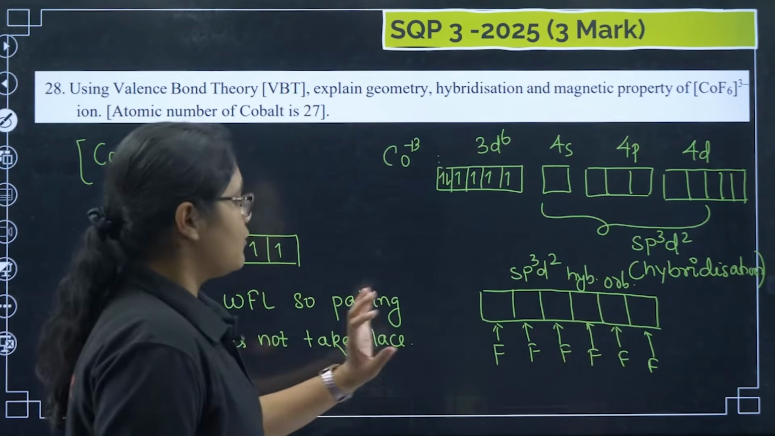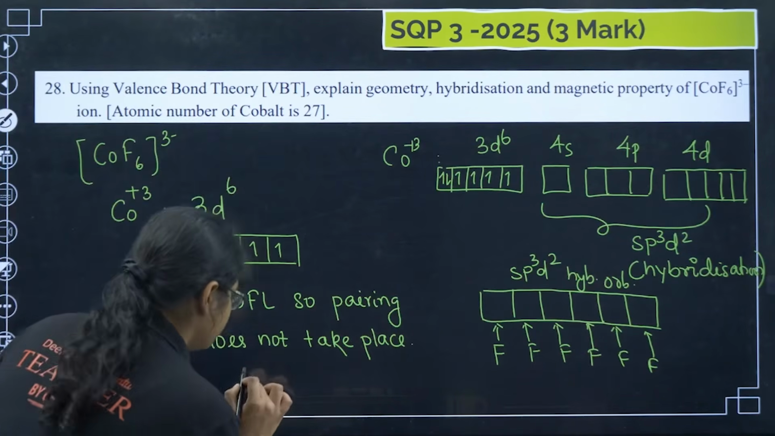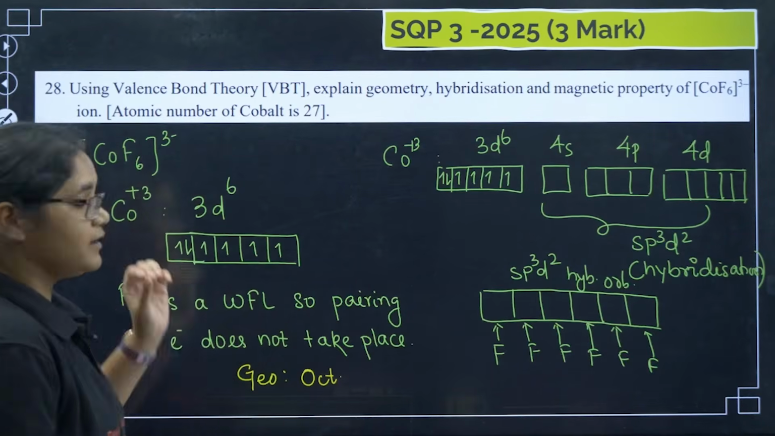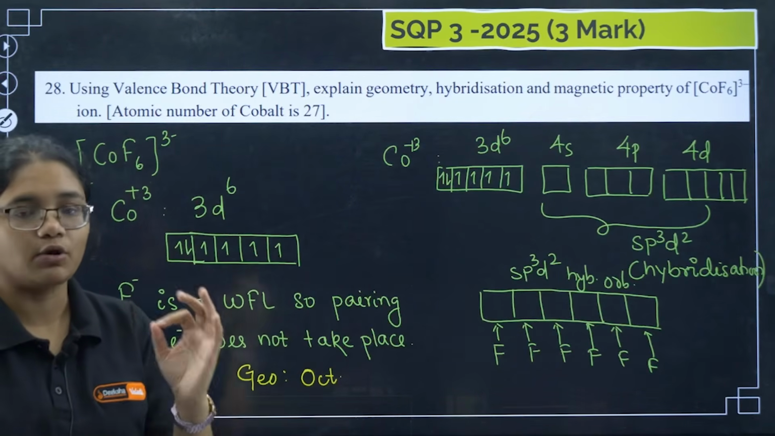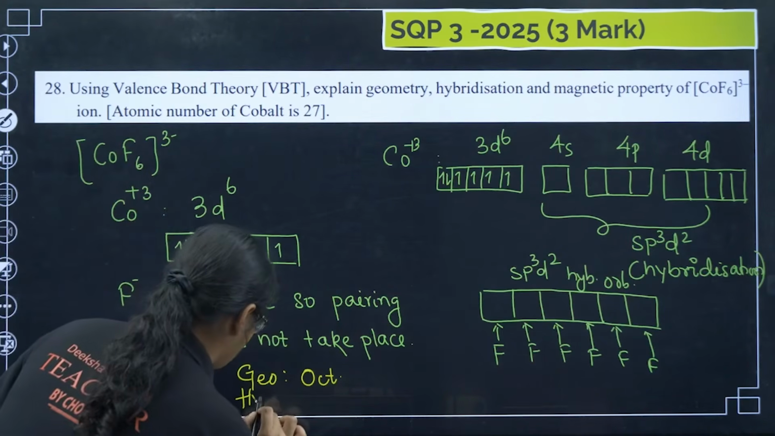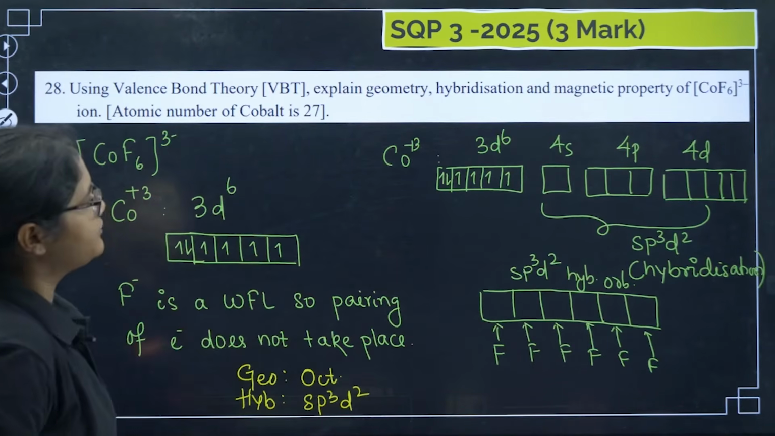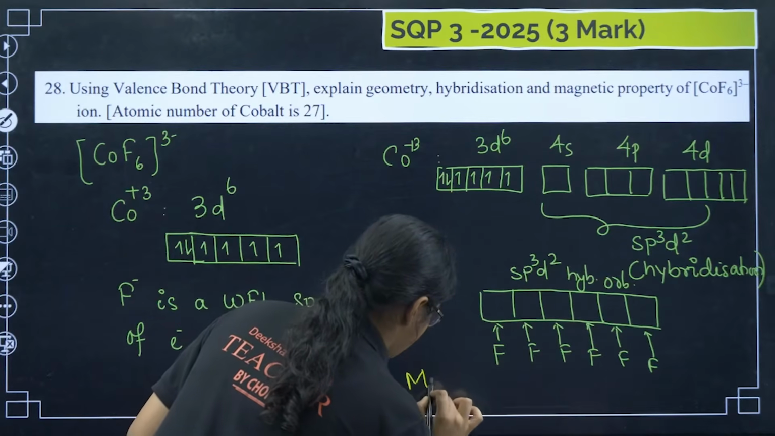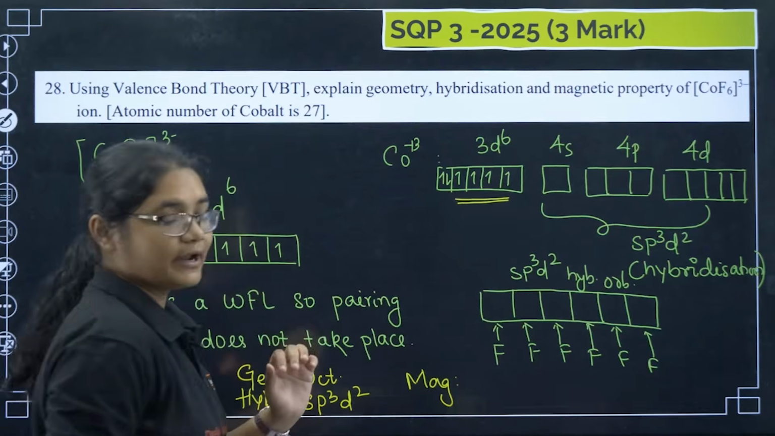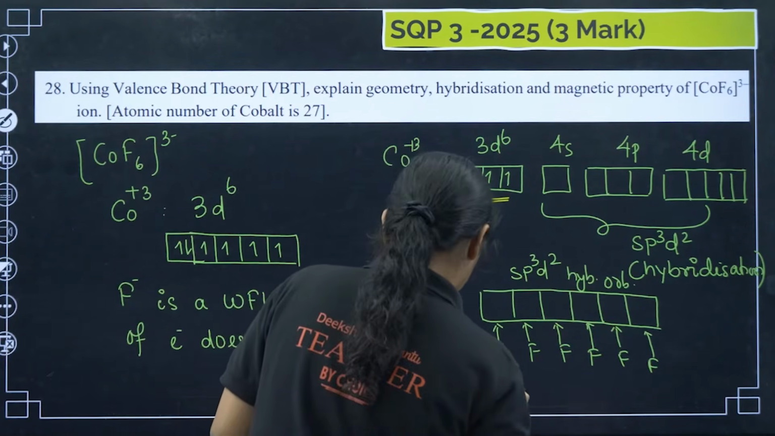Okay, now what is the question that is asked? The question is asked about the geometry. So what will be the geometry here? The geometry will definitely be octahedral. Always remember, whenever there is coordination number 6, the geometry will always be octahedral. Next we have hybridization. So hybridization we have already found out, it is sp3d2. And next we have magnetic property. So you can see here in cobalt there are unpaired electrons, right? So if there are unpaired electrons, then the magnetic property will be paramagnetic.